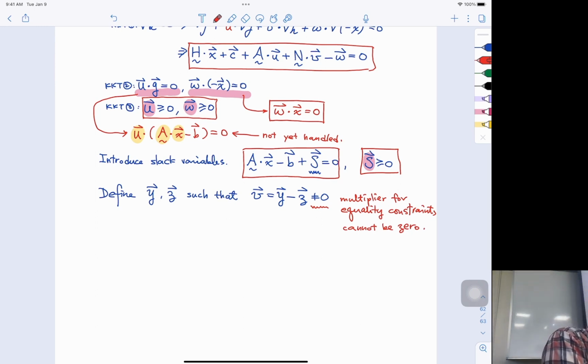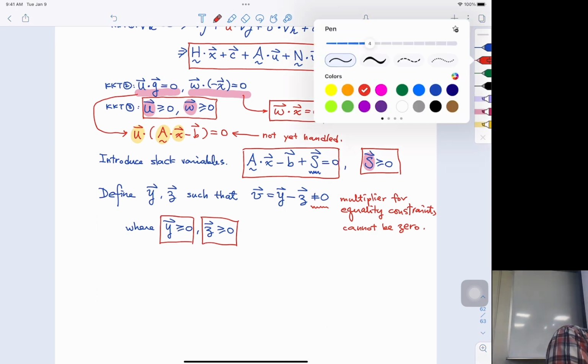And we define y and z. Why do we do that? Because we want y and z to be both positive or 0, because we want all the variables to be positive or 0. And we don't know how to define v, right? So we just say, okay, v is y minus z, and let y and z be positive or 0. That doesn't mean v has to be 0 or positive or negative. It's a way to define v, but keeping the variables that we're going to use positive or 0.